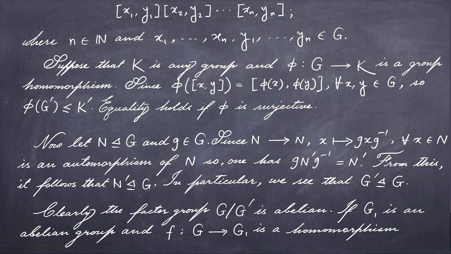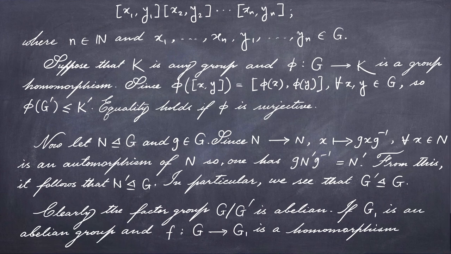And equality holds, of course, if phi is surjective, because then every commutator of K will be an image of a commutator of G. So if we have an onto homomorphism from G to K, then it maps the commutator subgroup, the first derived subgroup G prime, onto the first derived subgroup of K, namely K prime.